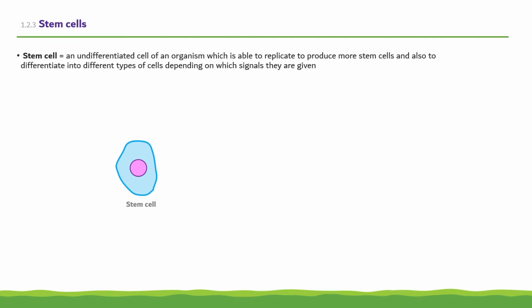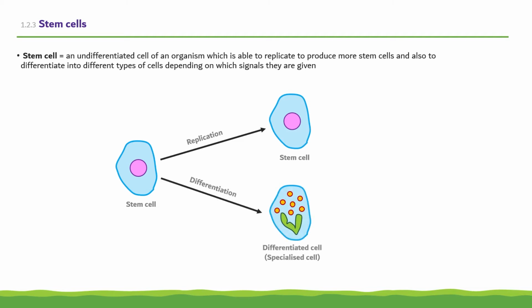So, let's start with the definition. A stem cell is an undifferentiated cell of an organism which is able to replicate to produce more stem cells, and also to differentiate into different types of cells depending on which signals they're given.